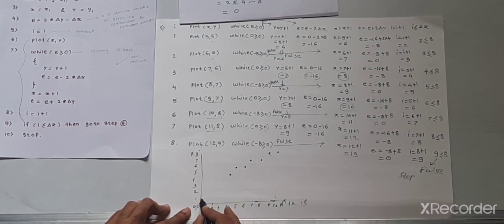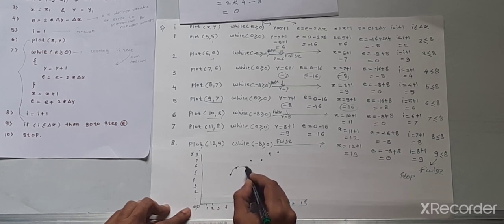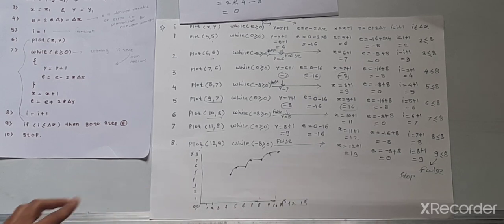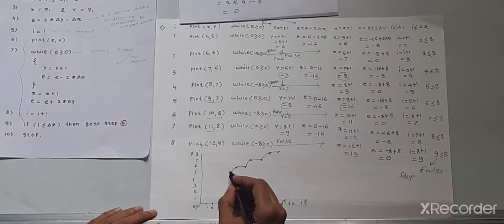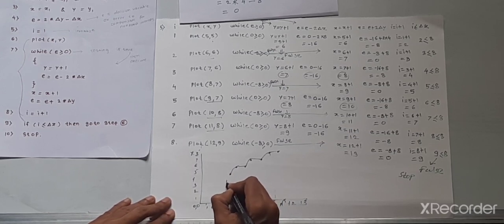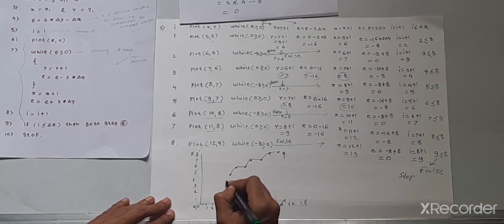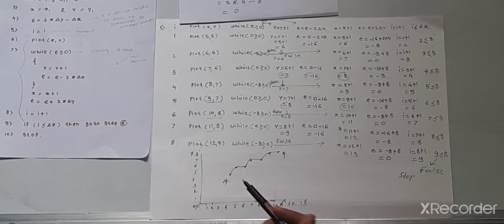So this is nothing but the plotting on the given graph chart. That is nothing but the line drawing algorithm by Bresenham. So from our first point to the end point, we have drawn the line using the line generation algorithm by Bresenham. Okay, we will stop here.